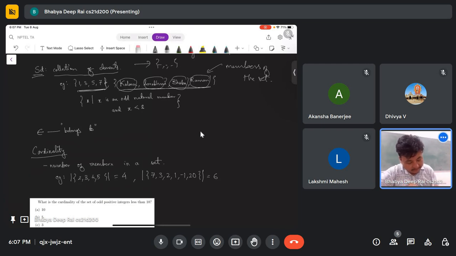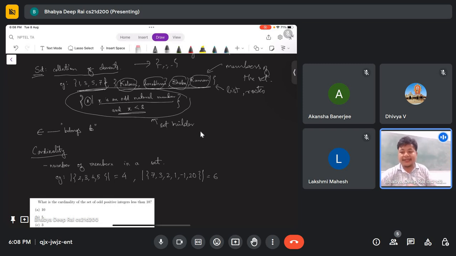Next, this is what can be called the list form, tabular form, or roster form. Another way to represent a set, which you must have seen in the lecture videos, is the set of all elements x such that x is an odd natural number and x is less than 8. This is called the set builder form, and it is much more elegant. If I had to list them one by one, I can write the set as follows.